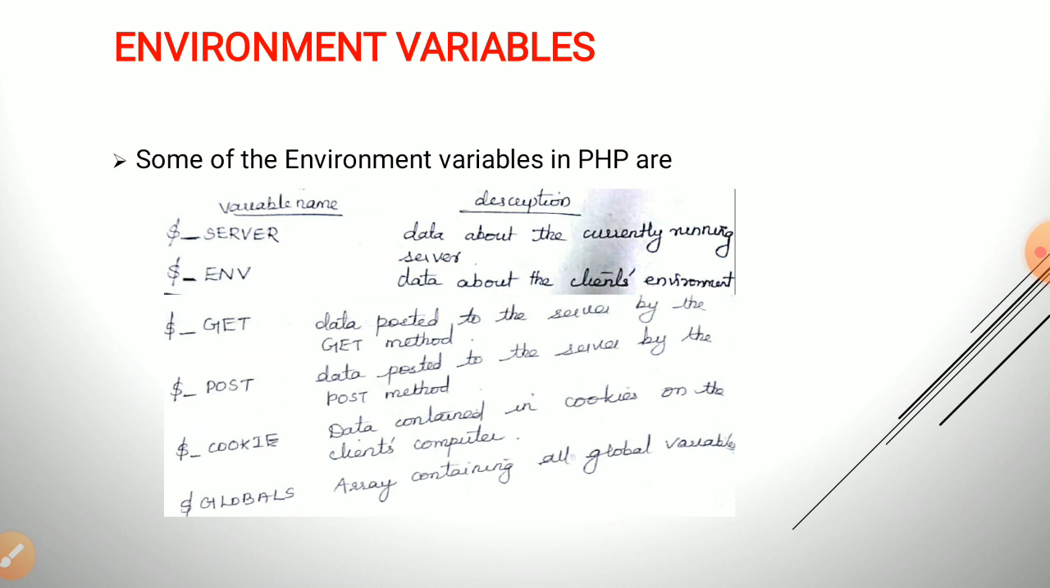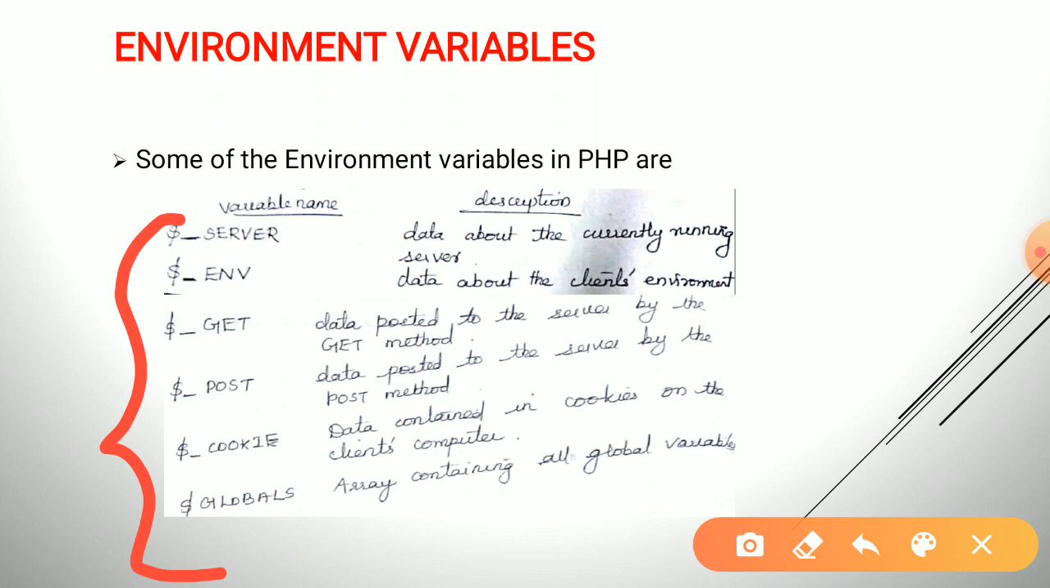Some of the important environment variables are also called global arrays. Some of the important global arrays are given below. Note that all the global array names should be written in capital letters. Here you can see all the array names are written in capital letters.